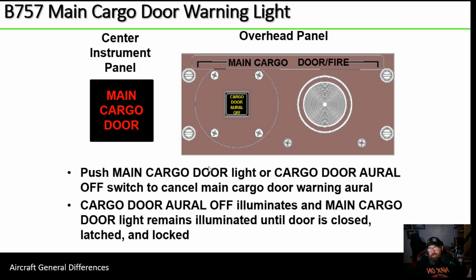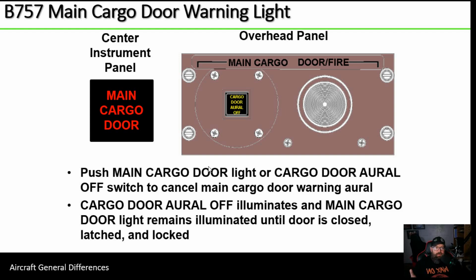So if we think about this, on the center instrument panel, right in front of the FO, on the FO side, there's usually a little red light that comes on that says main cargo door whenever the main cargo door is not locked, latched, or closed. And then we have a cargo door aural that goes off if you try to take off with the airplane with the door open or not latched or locked.